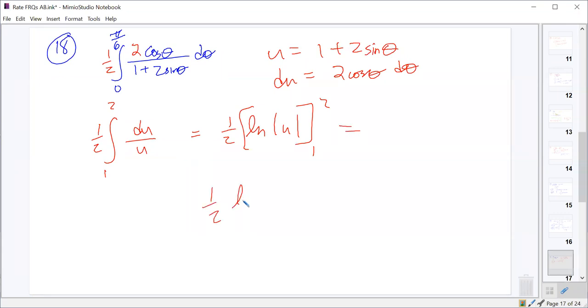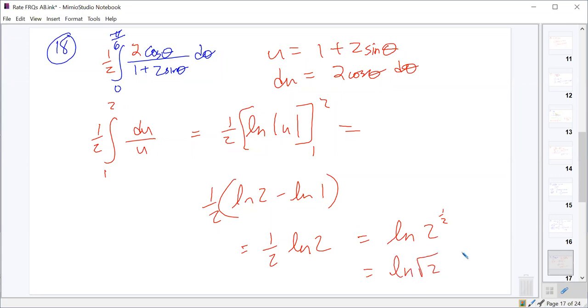Or 1/2 natural log 2 minus natural log 1. Natural log of 1, of course, is 0, so this is 1/2 the natural log of 2, which is choice E, because this is a power of 1/2 if you bring it inside the natural log. Right, 2 to the 1/2 power. Natural log root 2.